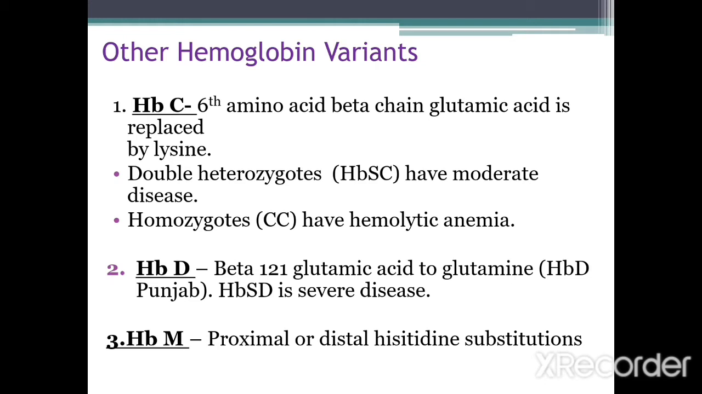HbM are a group of variants where the substitution occurs in the proximal or distal histidine residues of alpha or beta chain. As a result, the heme will have a tendency to get oxidized to hemin, forming methemoglobin. So, here the oxygen binding capacity is decreased, which will result in cyanosis.